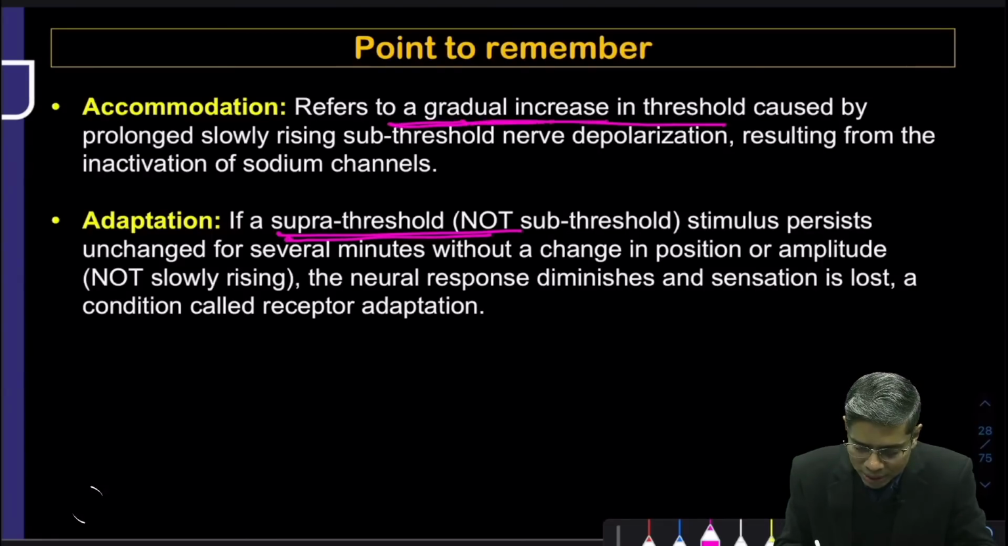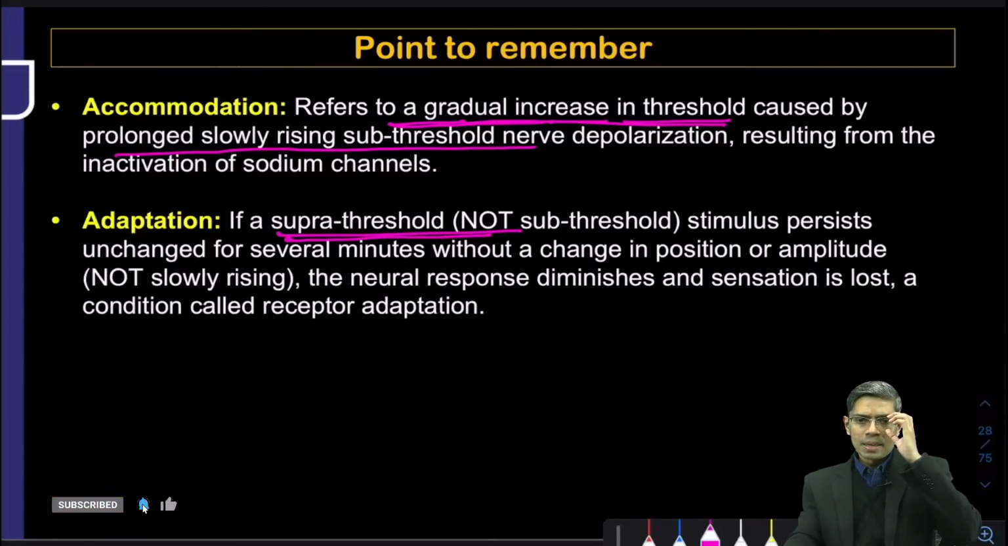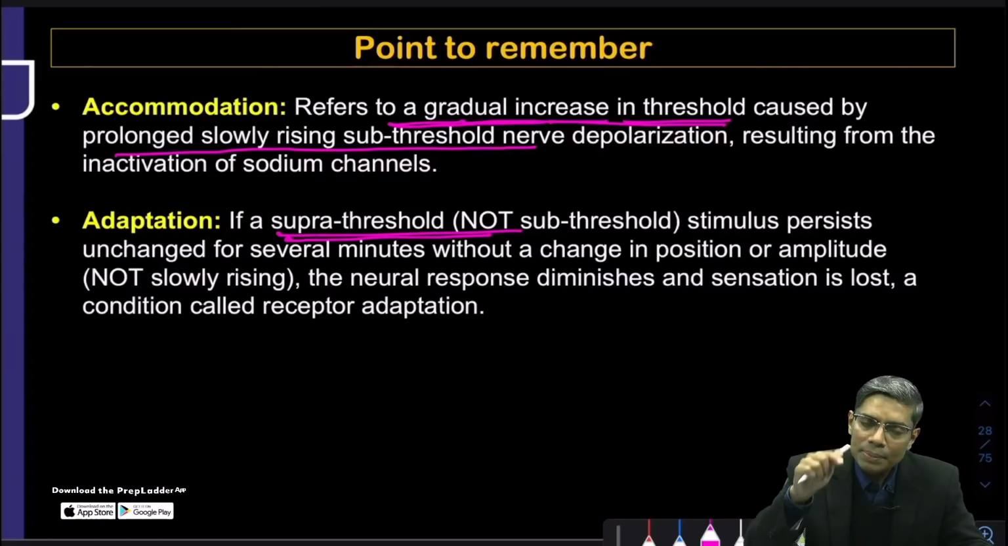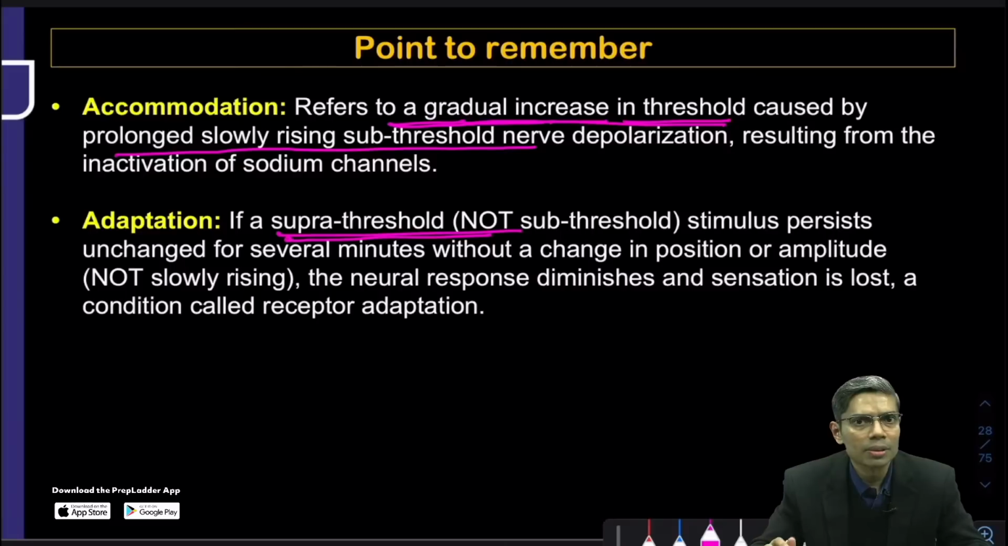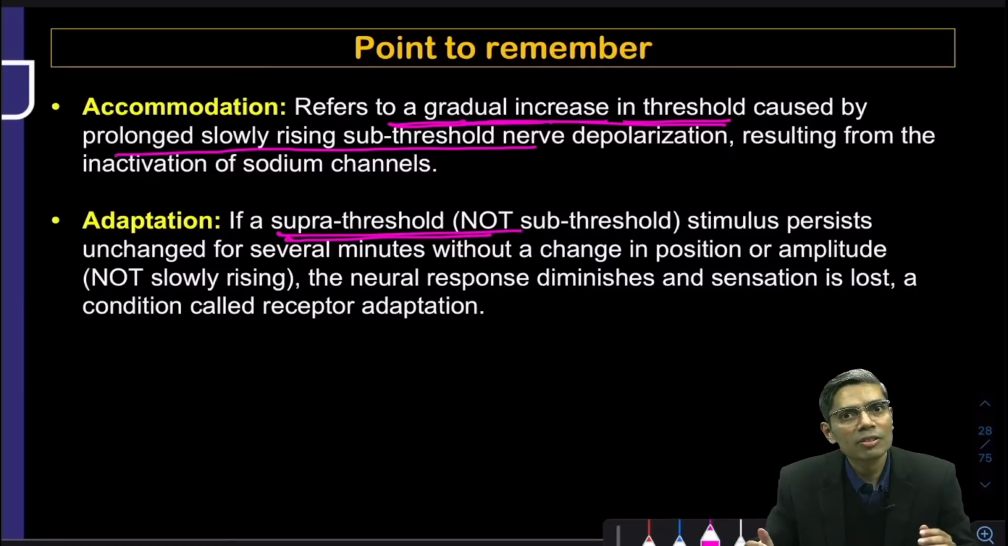But accommodation means, देखो what is written, refer to a gradual increase in threshold caused by a prolonged slow rising subthreshold stimulus. Very important. If you are stimulating a neuron, you are giving the stimulation in a slow manner, धीरे धीरे stimulation देते जा रहा हूँ, so what will the neuron do? Neuron will be very angry. Why are you doing like this? You give me a sudden stimulus, I will generate an action potential, but you are giving me a slow stimulus for long duration. ऐसे क्यों कर रहा हूँ?